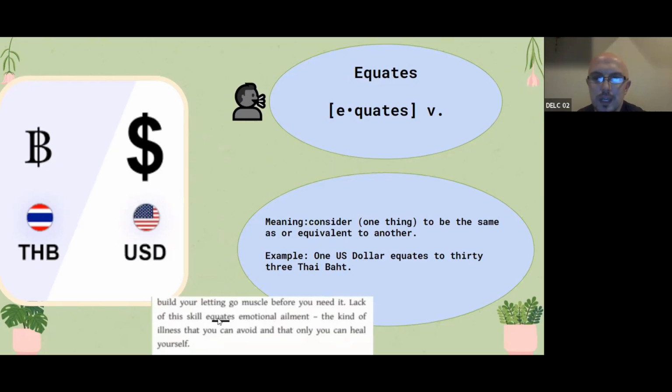So he's using equates here as a formal or fancy way of speaking, because you don't have to use this word. You can use many other words. Lack of this skill will cause emotional ailment. You can use other words other than equates. But if you see this word equates, just know that it can mean equal. Like 1 plus 1 equals 2, or 1 plus 1 equates to 2. So it just means equals.